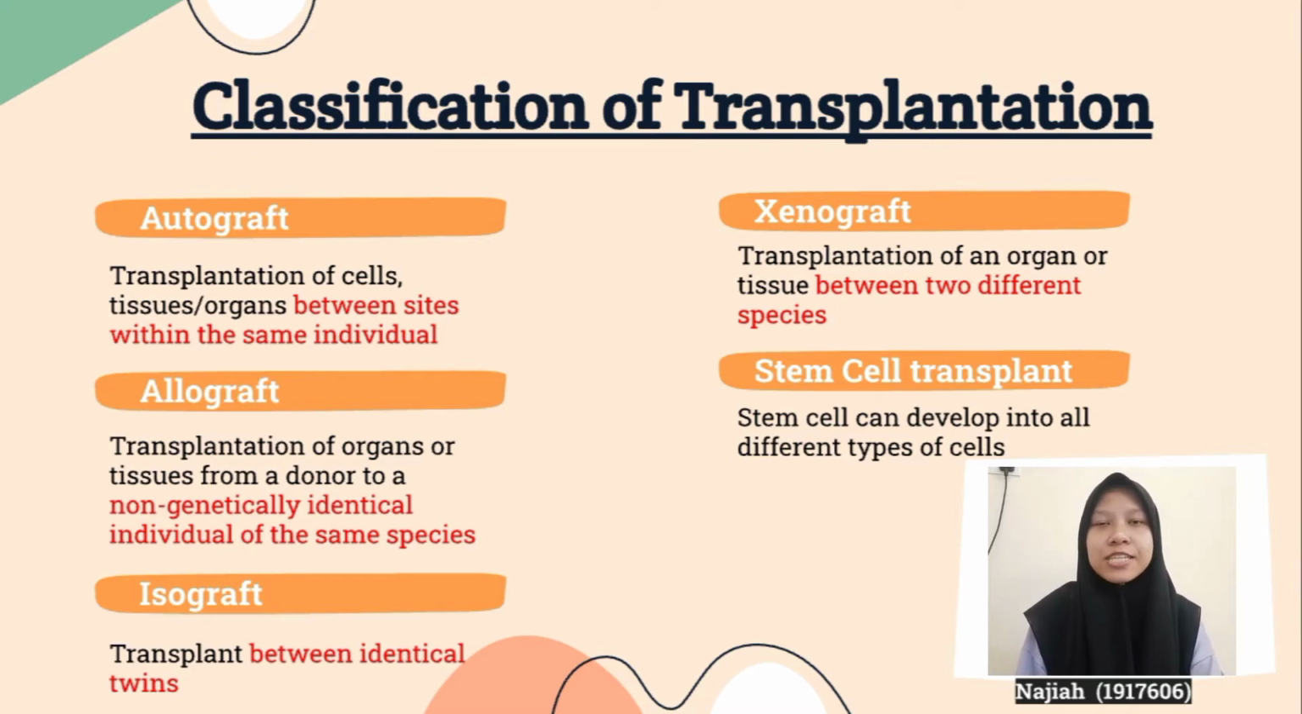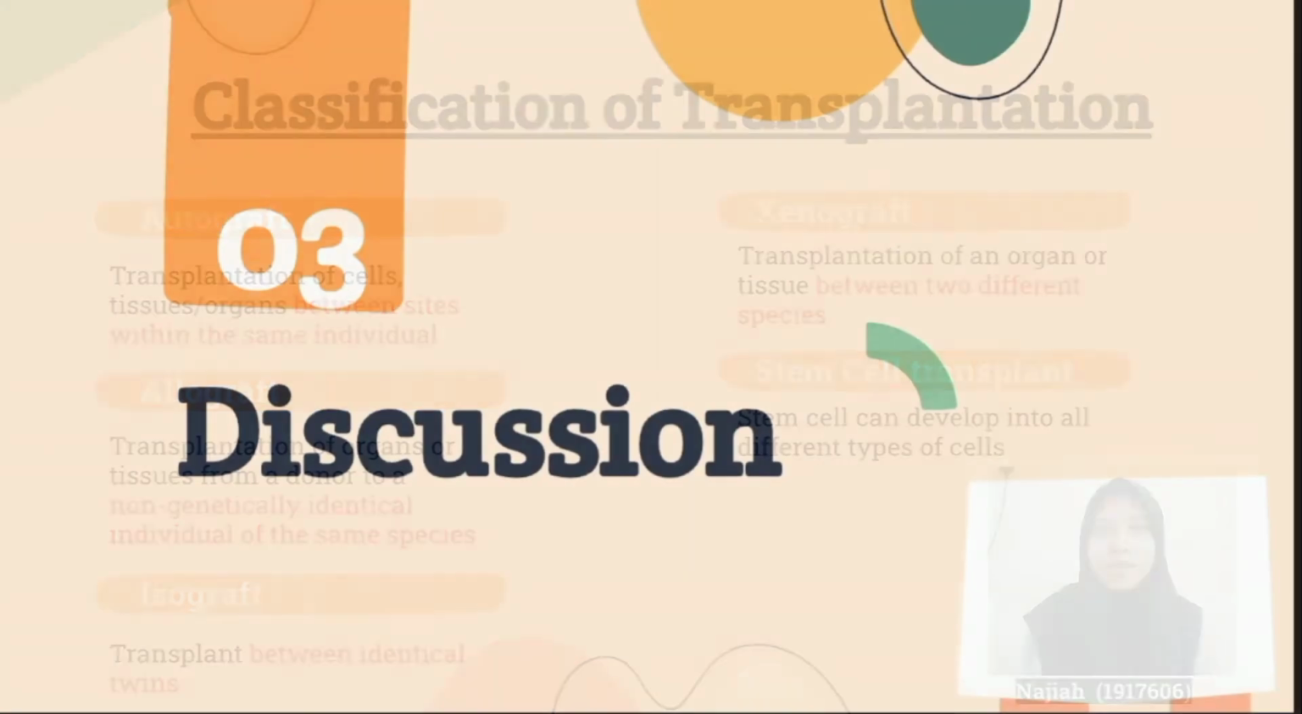between sites within the same individual. Allograft, transplantation from a donor to a non-genetically identical individual of the same species. Xenograft, between two different species. For example, pig valves used to replace human defective valves. Next, isograft, transplantation between identical twins. And lastly, stem cell transplant.